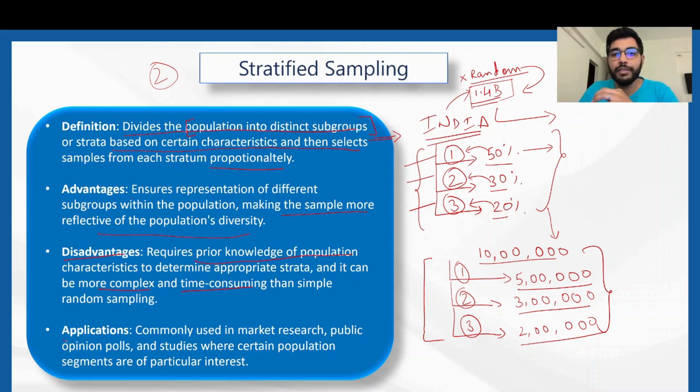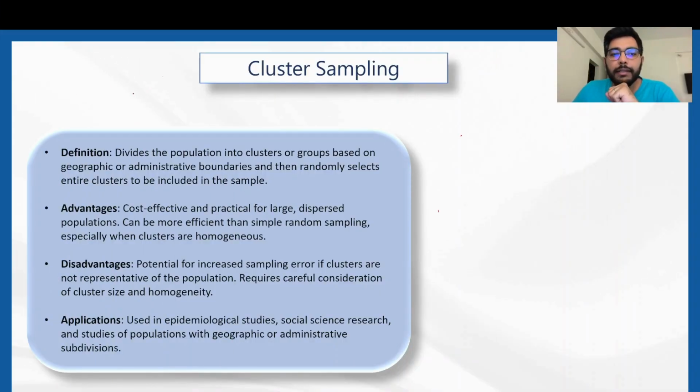Some of the applications of stratified sampling: it is commonly used in market research, public opinion polls, and studies where certain population segments are of particular interest. Coming to the third type of sampling, that is cluster sampling. In cluster sampling, we divide the population into clusters or groups based on geographic or administrative boundaries and then randomly select entire clusters to be included in the sample.